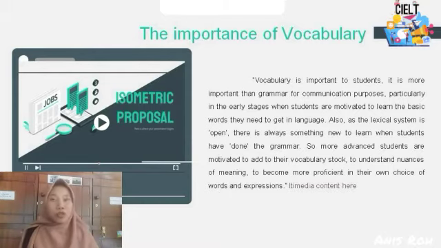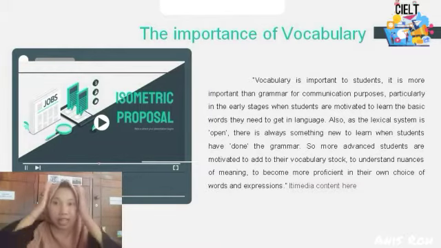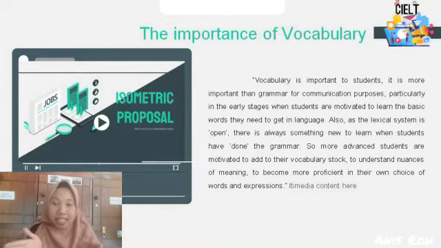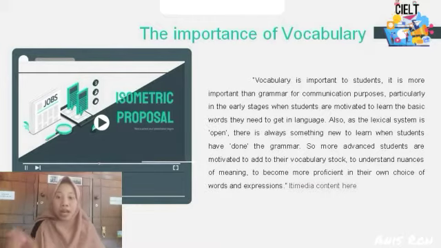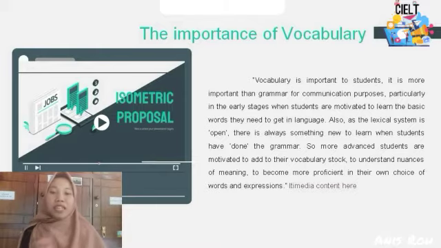Vocabularies are important to students. It is more important than grammar for communication purposes, particularly in the early stage when students are motivated to learn the basic words they need to get in the language. This is the first, basic knowledge if you want to speak English. I think this is important if you want to teach or learn about vocabularies. Okay, next.